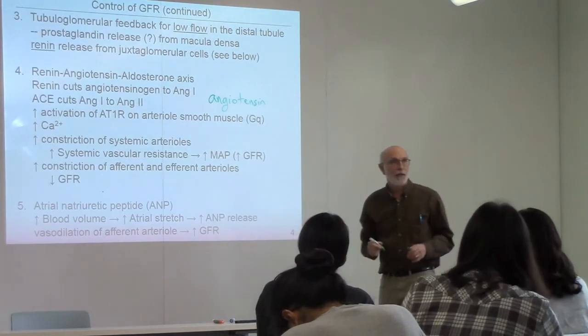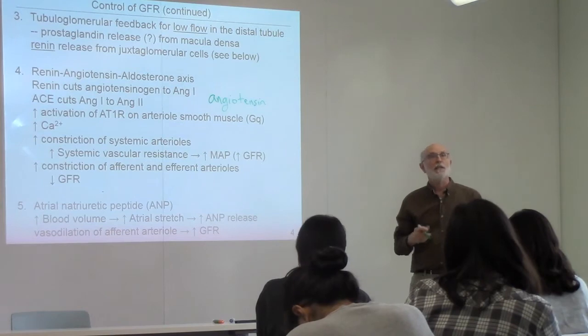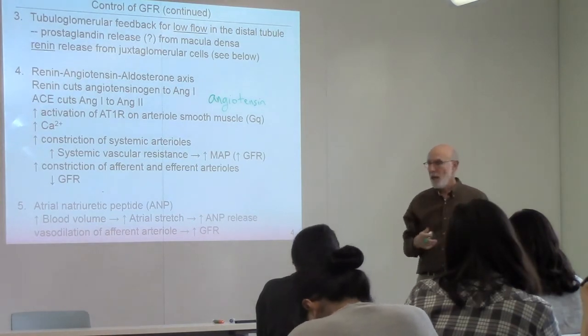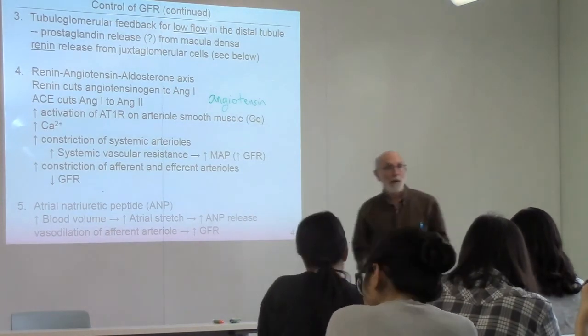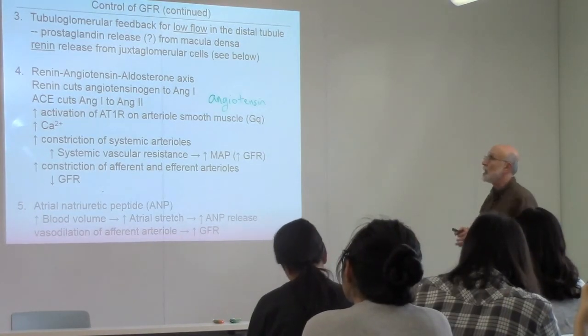Angiotensin 1, in this case, there's more than one angiotensin. So angiotensinogen is a peptide precursor, and renin is a hormone enzyme that cuts angiotensinogen to angiotensin 1.